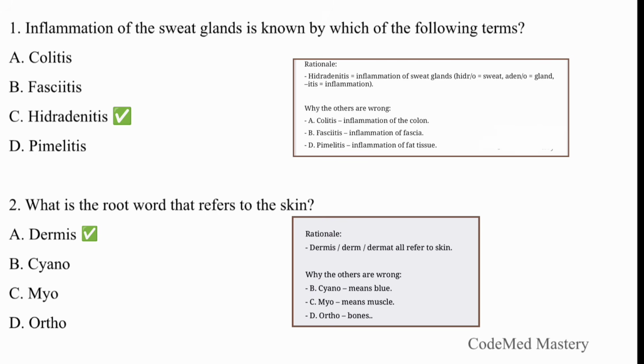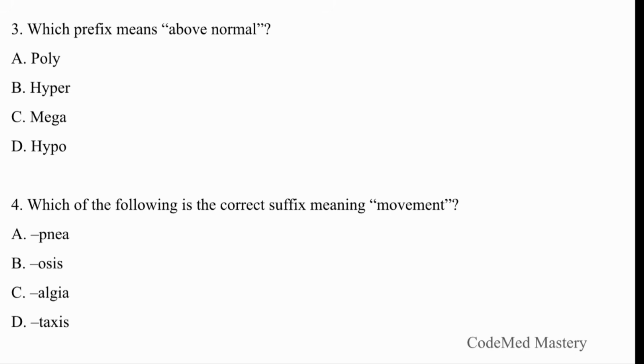Let us see why other options are wrong. Option B, cyano is wrong because the term cyano means blue and myo means muscle, and option D, ortho, refers to bones. Next question. Which prefix means above normal?